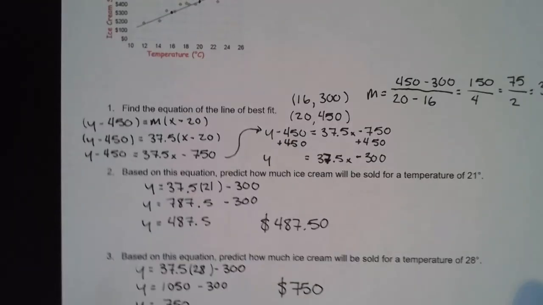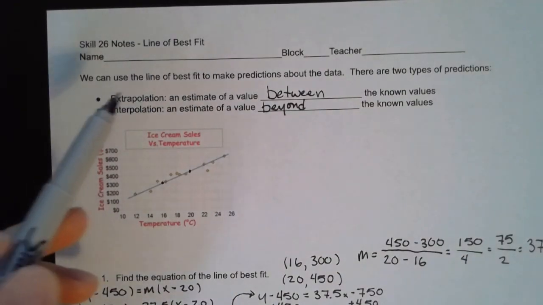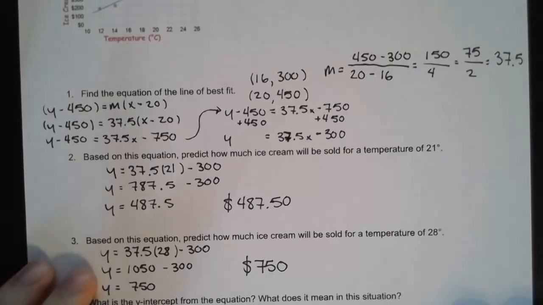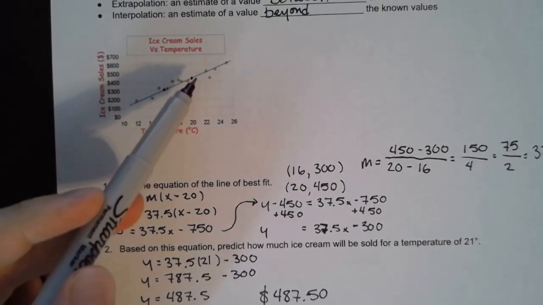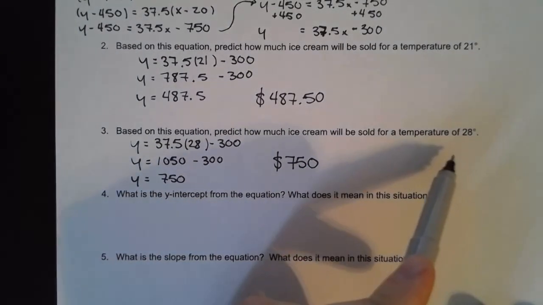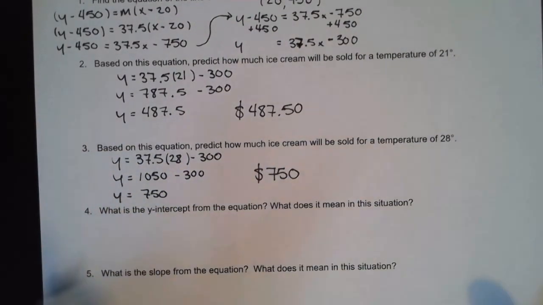So if you look back at the beginning here, extrapolation is between the known values. So this 21 degrees, this number right here is an extrapolation, right? It's between the numbers we're given. This right here, 28 degrees, this is an interpolation because it's beyond what we're given in the graph here. So this value is an interpolation.